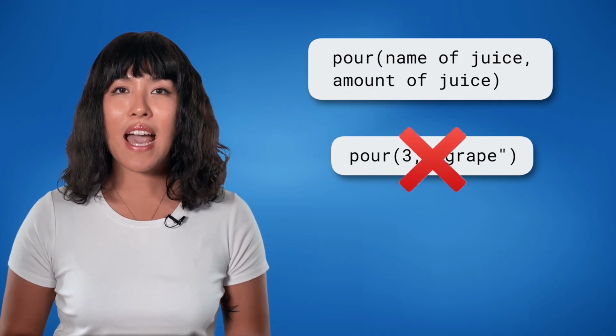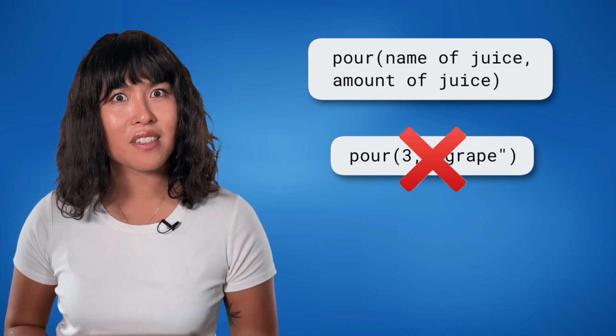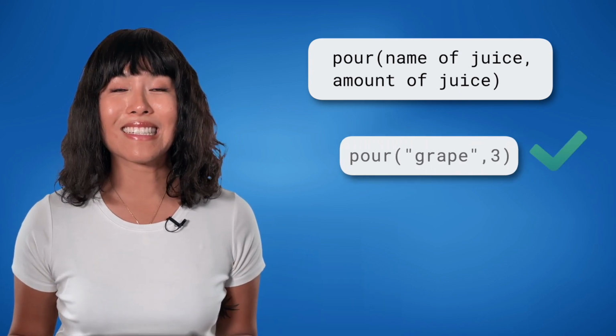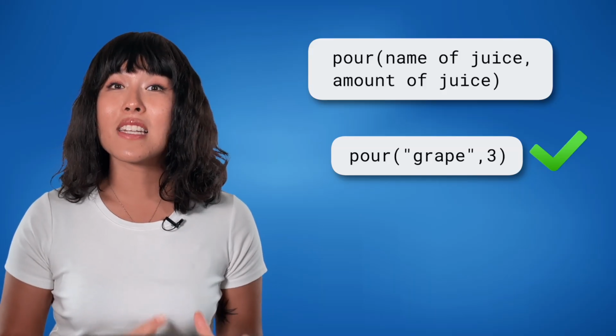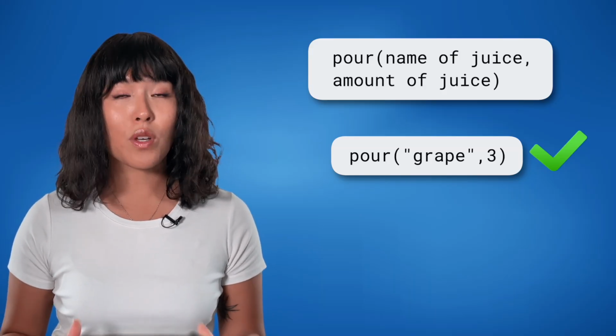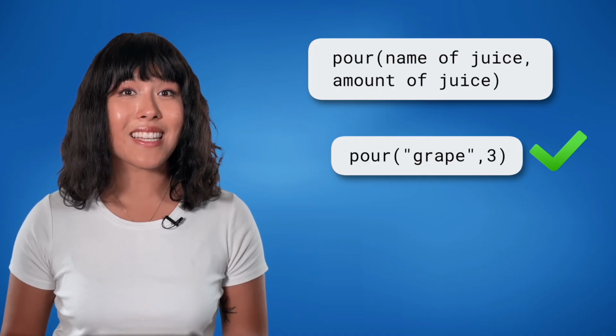This is the same as asking for grape ounces of 3 juice in English. It just doesn't make sense. Calling the function with the juice name first, followed by the number of ounces, matches what the function is looking for, so this will not result in a syntax error.